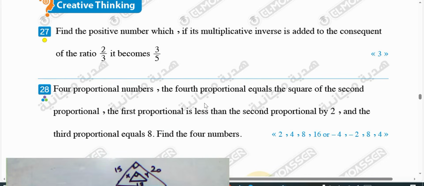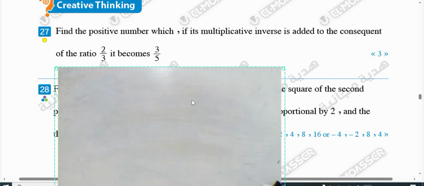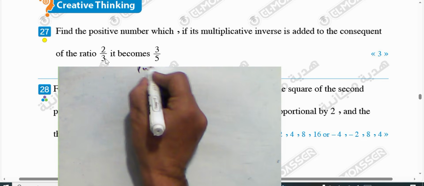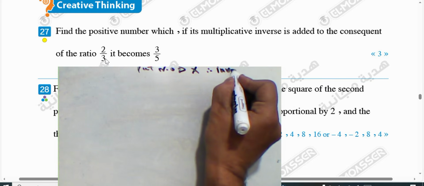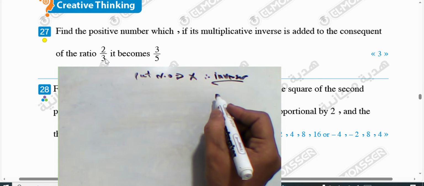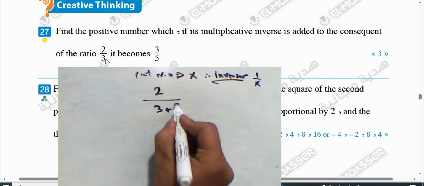Creative thinking. Find the positive number which, if its multiplicative inverse is added to the consequent of the ratio 2 over 3, the consequent of the ratio becomes 3 over 5. What is the consequent? Consequent here is 3. And we have antecedent and consequent. Okay, put the number as x, then the multiplicative inverse of the number will be 1 over x. Then we have 2 over 3. We can put here 1 over x.